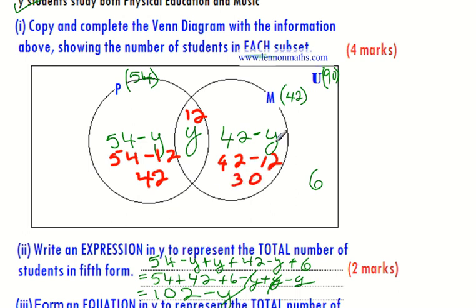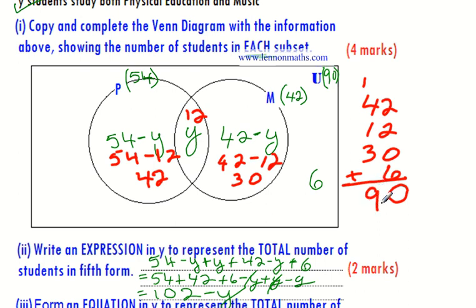Now we can check to see if our answers are correct. We have 42 in P only. We have 12 that are doing both P and M, physical education and music. We have 30 who are doing only music, and we have 6 who are doing neither. When we add them up, what do we get? We should get 90. Let's check. 6 plus 2 is 8, 8 plus 2 is 10, 3 plus 1 is 4, plus 4 is 8, and 1 is 9. So we get back our 90 students in the entire universal set.